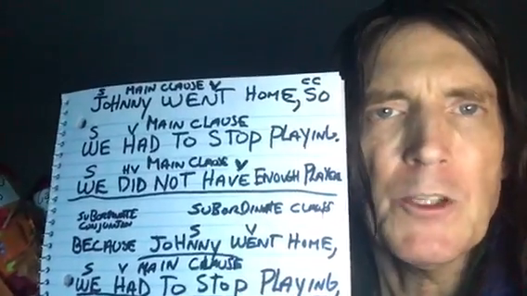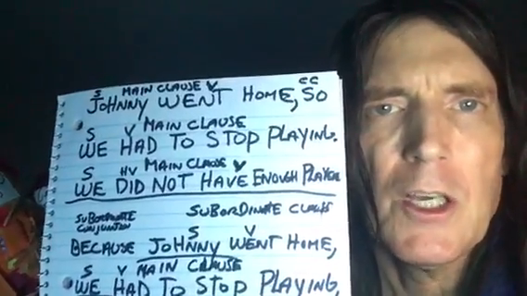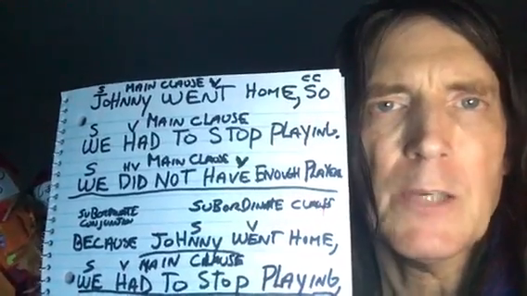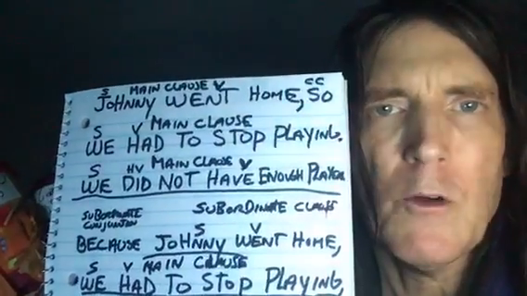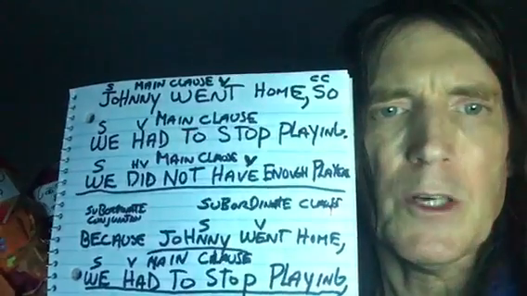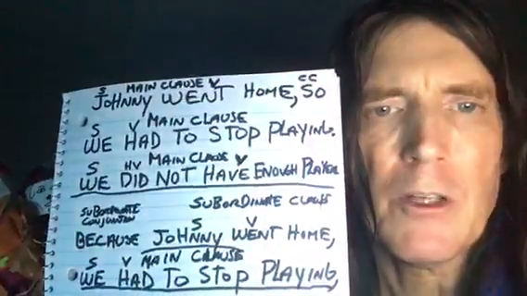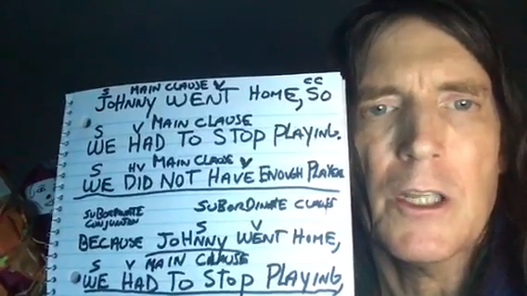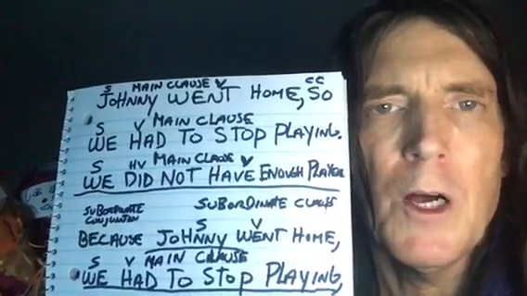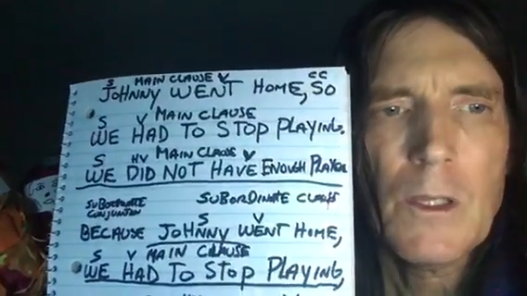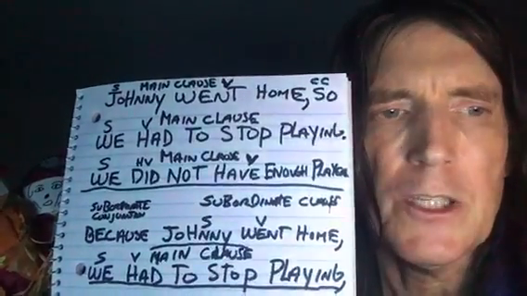Anymore. When you introduce the sentence with a subordinate clause followed by the main clause, then you put the comma. So if the subordinate clause comes first, then it's followed by a comma, then the main clause, okay? So right here, you start out with the subordinate clause, introduced by the subordinate conjunction: Because Johnny went home, comma, we had to stop playing, okay?